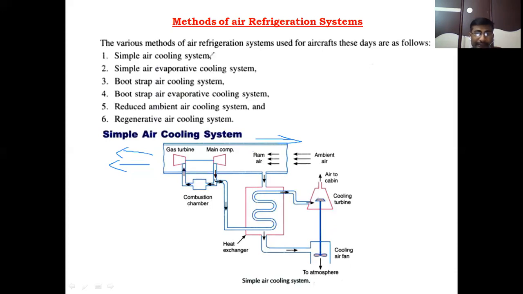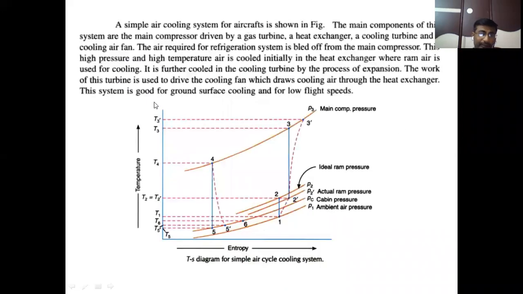Let us go for the TS diagram for the simple air refrigeration system or simple air cooling system. This is the TS diagram, which was explained in the earlier slide. A simple air cooling system for aircrafts is shown in the figure. The main components of this system are the main compressor driven by the gas turbine built into the aircraft, a heat exchanger, a cooling turbine, and a cooling air fan. These are the components used in the simple air cooling system for aircrafts.